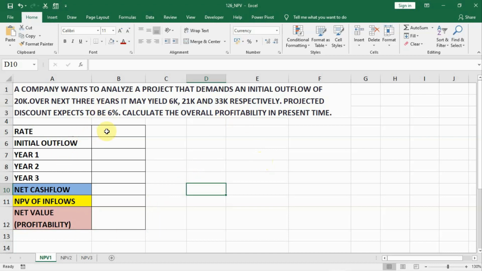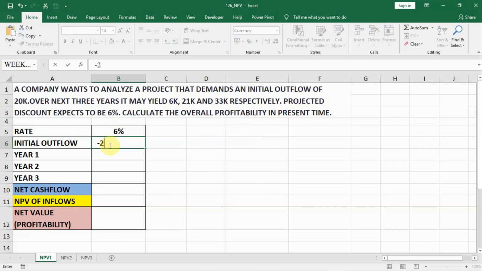In this first example, the discount rate is 6%. We'll write down 6% here. Then the initial outflow says 20k, so we'll write down minus 20,000 here. Then in the next 3 years, it yields 6,000, that is the cash inflow, then 21,000 and then 33,000.